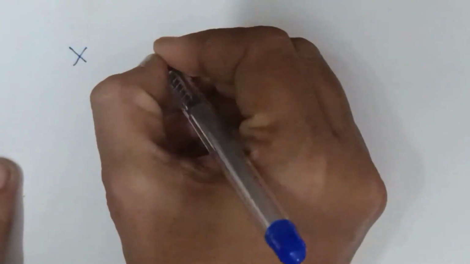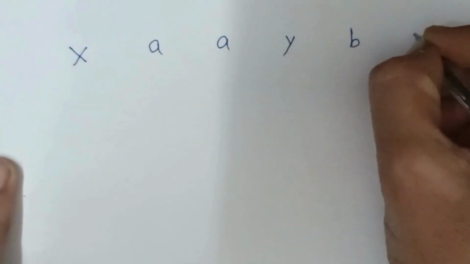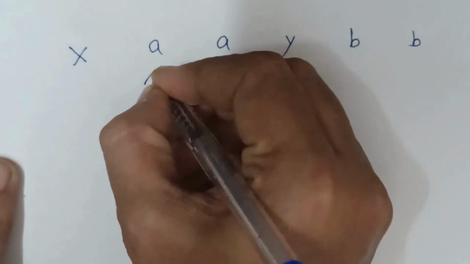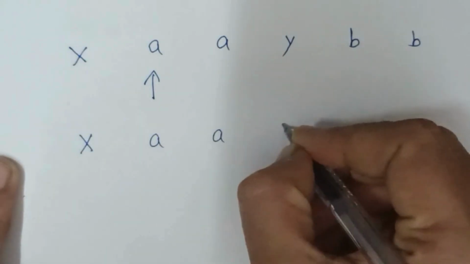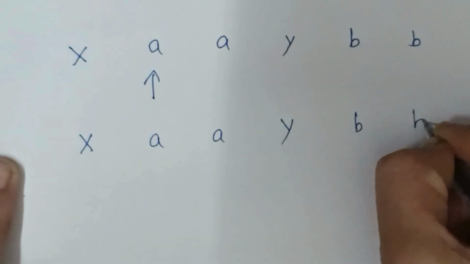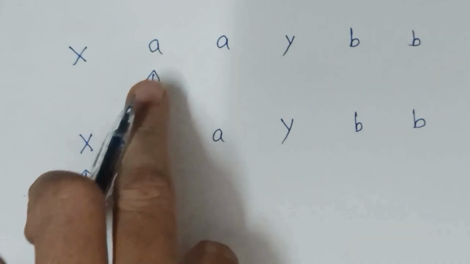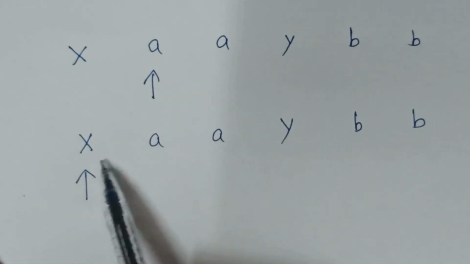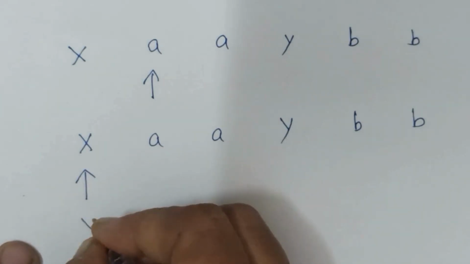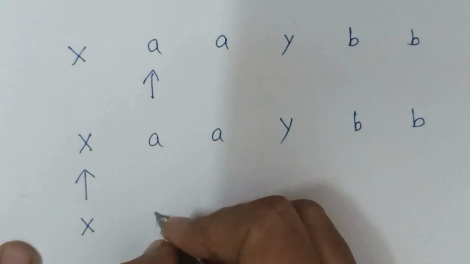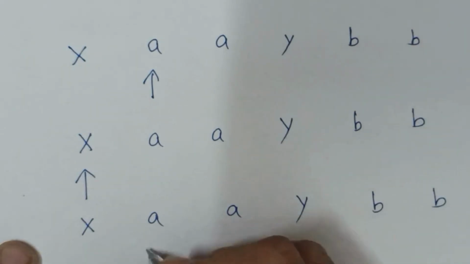X, A, Y, B, B. Here we are, right? Reading A, so replace that A with A and move to the left. Here we can justify, but here it is not possible. Until it reaches X, only then can we tell that it has ended. So now move to the right. Now it has moved to the right.